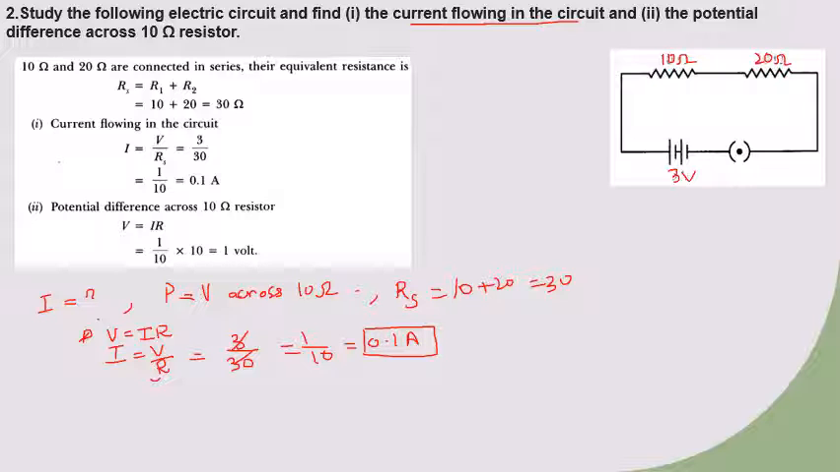Now we have to find out the potential difference across the 10 ohm resistance. So potential difference, that is V is equals to IR, current is 0.1 and resistance is 10. So we are getting 1 volt. So this is the answer for this question.